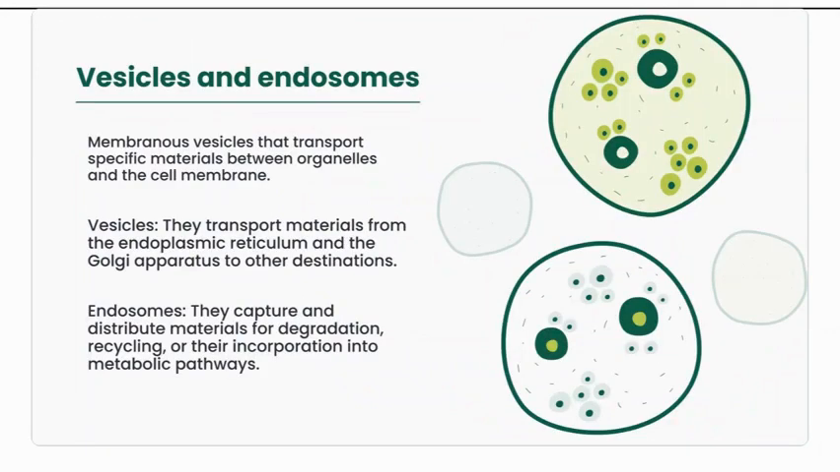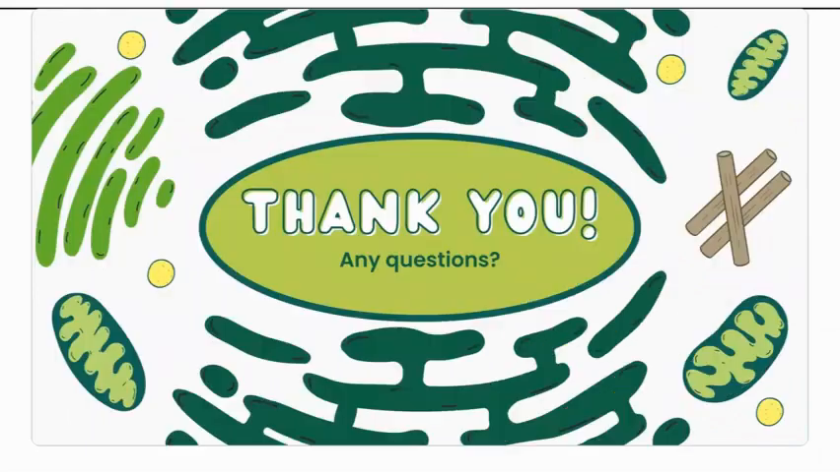Vesicles and endosomes. Membranous vesicles that transport specific materials between organelles and cell membrane. Vesicles. These transport materials from the endoplasmic reticulum and the Golgi apparatus to other destinations. Endosomes. These capture and distribute materials for degradation, recycling, or other incorporation into metabolic pathways.